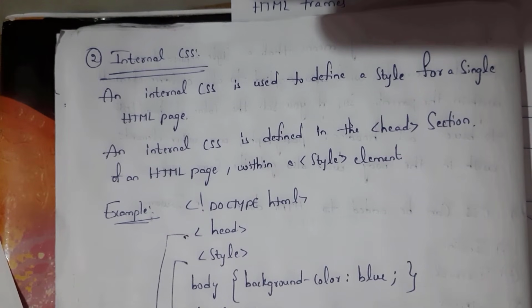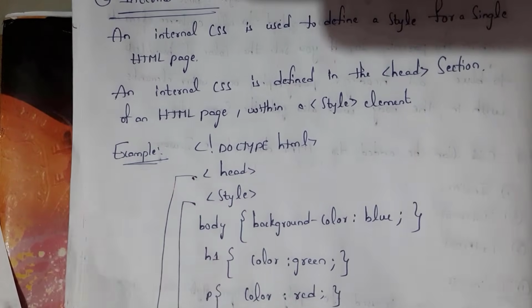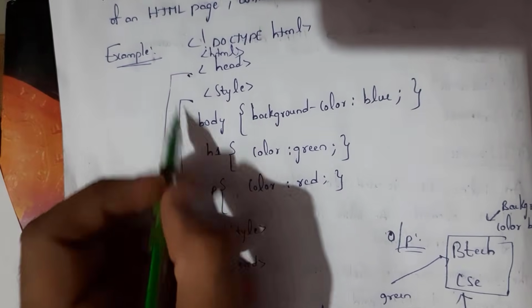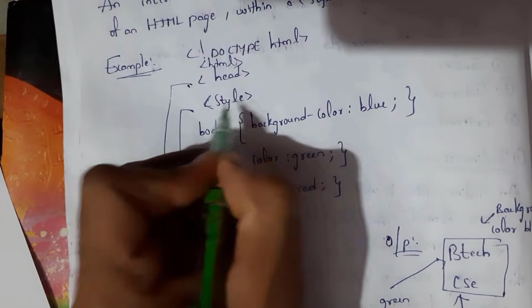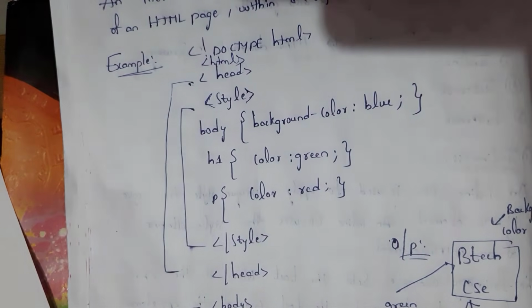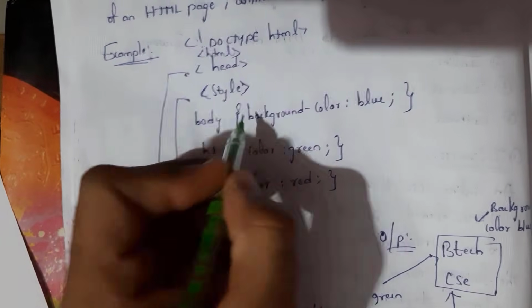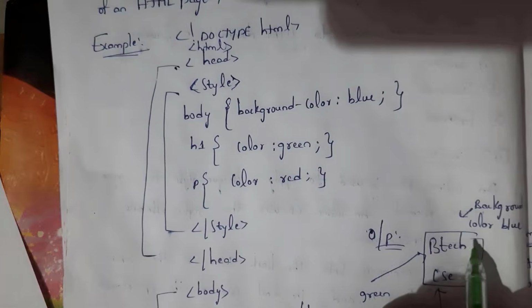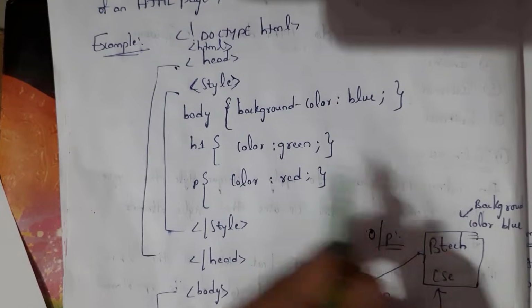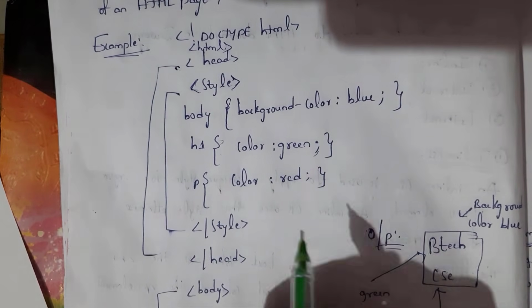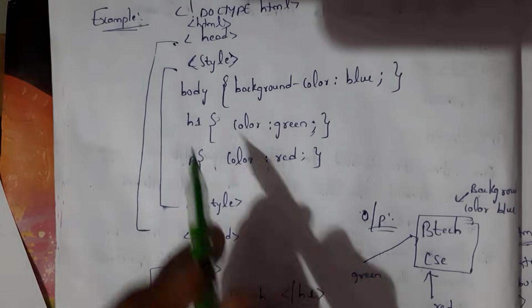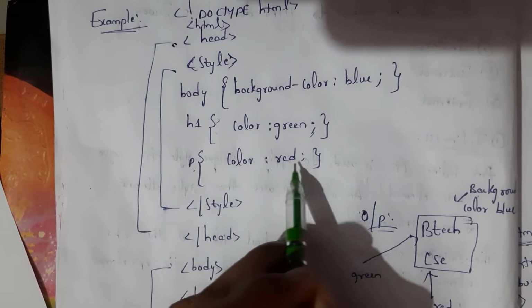In internal CSS, we write CSS inside the head portion of the HTML. Here I took an HTML document and opened the head tag. Inside the head tag, we need to write CSS. As I said before, in order to write CSS, we need the style tag, and body background color as blue. The background is going to look blue by writing this, and the heading is green color and the paragraph is red color.